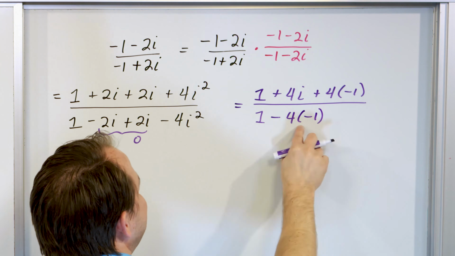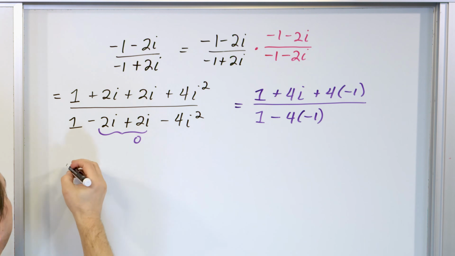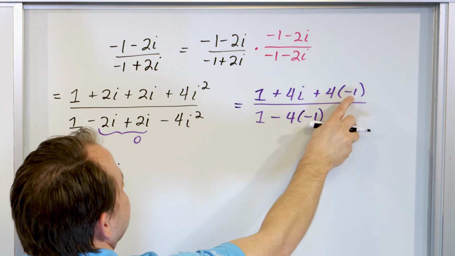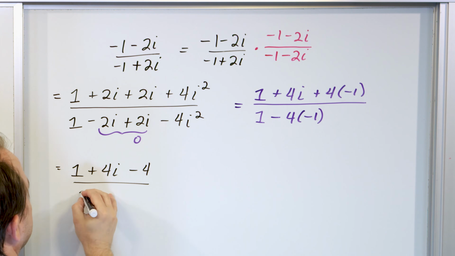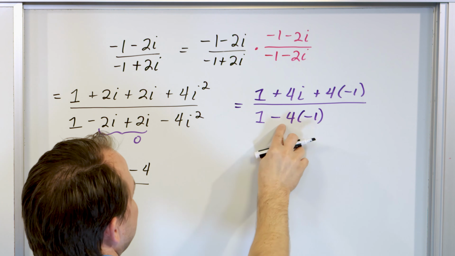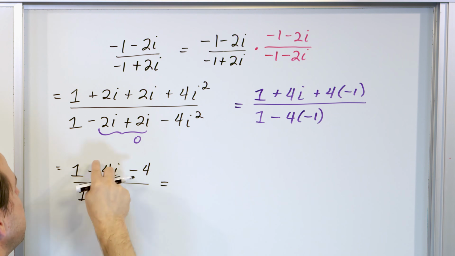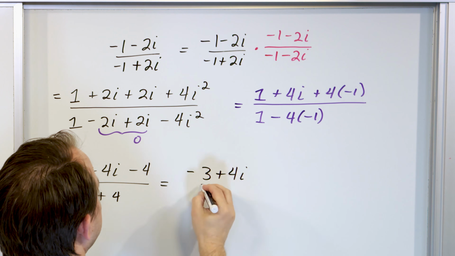So notice we don't have any imaginary numbers in the bottom, which is what we wanted in the first place. So what do we have on the top? We have 1 plus 4i. This becomes a -4. And on the bottom, we have a 1. This becomes, when you multiply by the -1, a positive 4. So what's 1 minus 4? You get -3 plus 4i over 5.